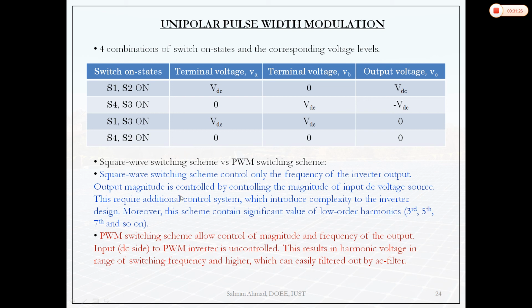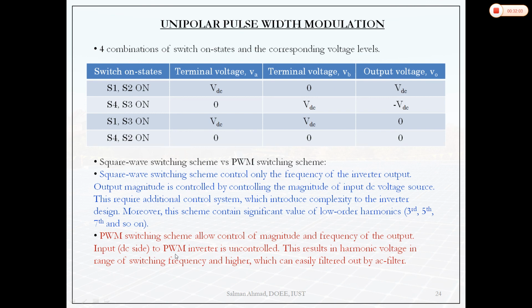So square wave operation suffers from two drawbacks. One is the output voltage: if you want to control it, you have to control the input DC voltage, so you have to add some additional circuits. Another factor is that it has a lot of low order harmonic components in the output voltage, which are difficult to filter out. The pulse width modulation switching scheme allows control of the magnitude and frequency of the output.